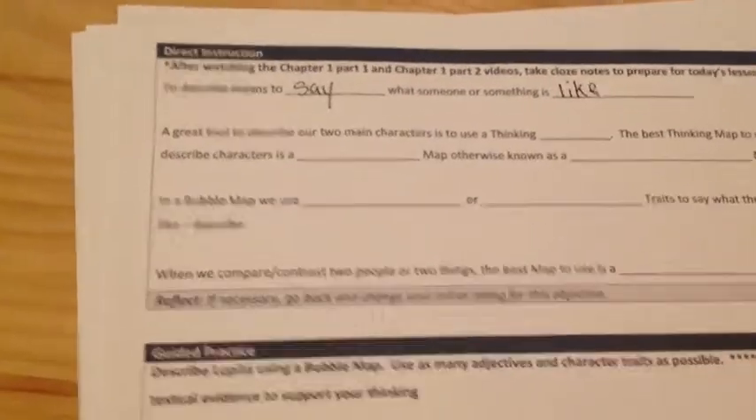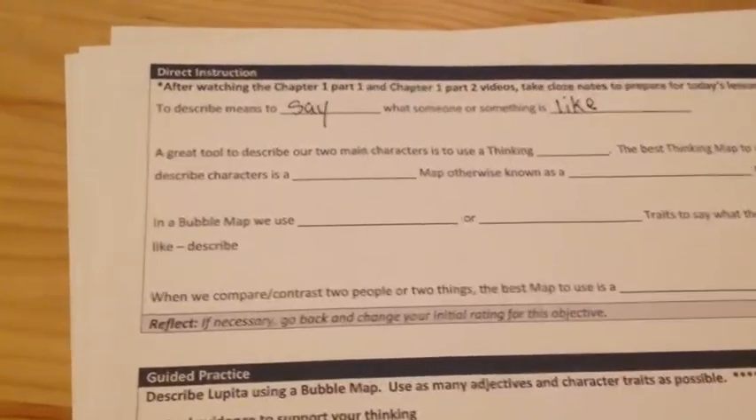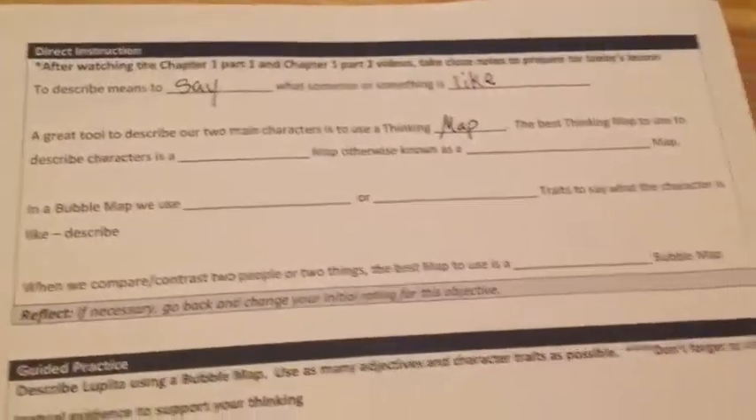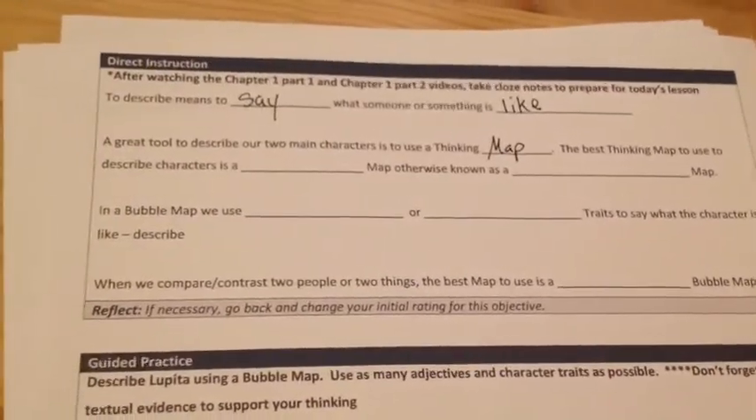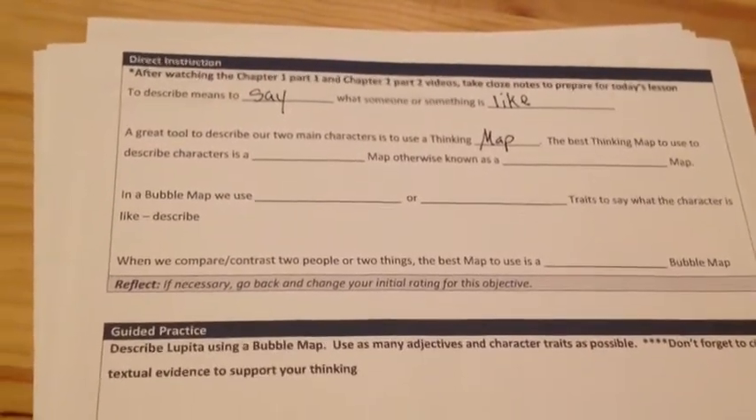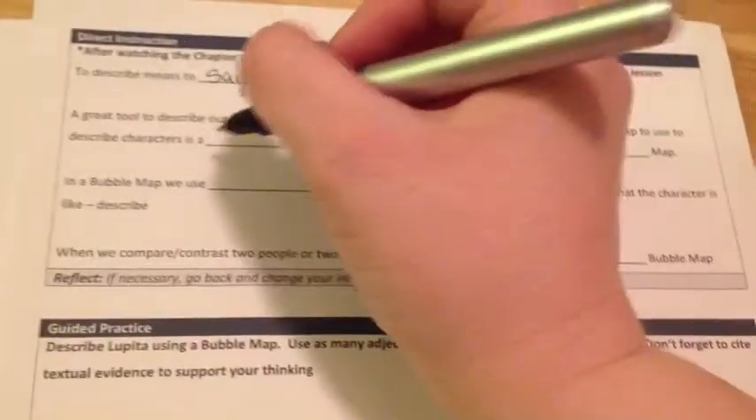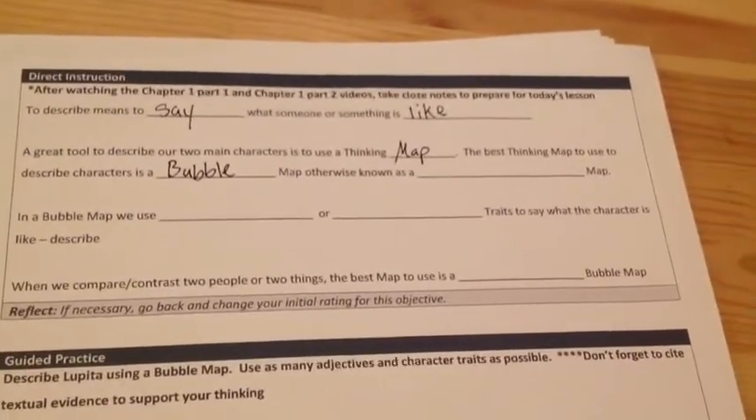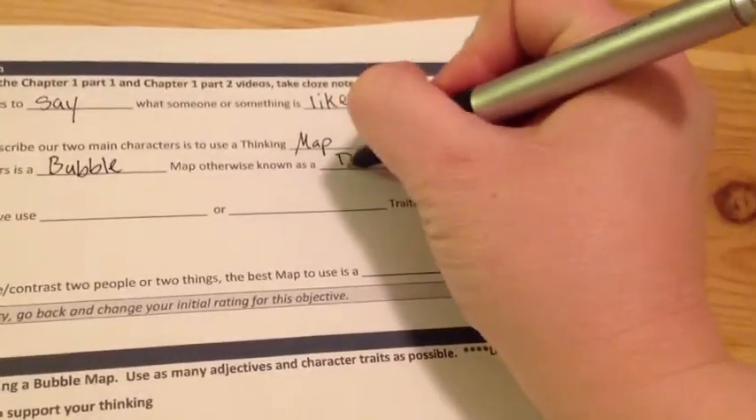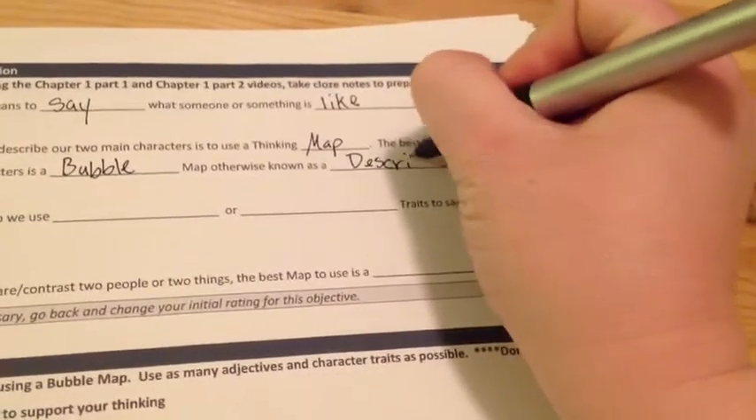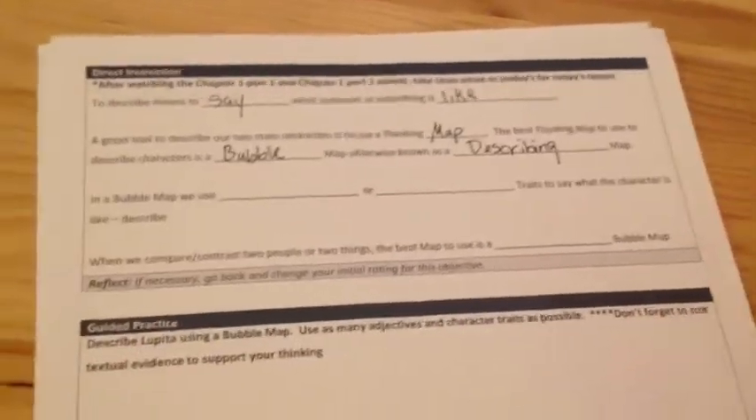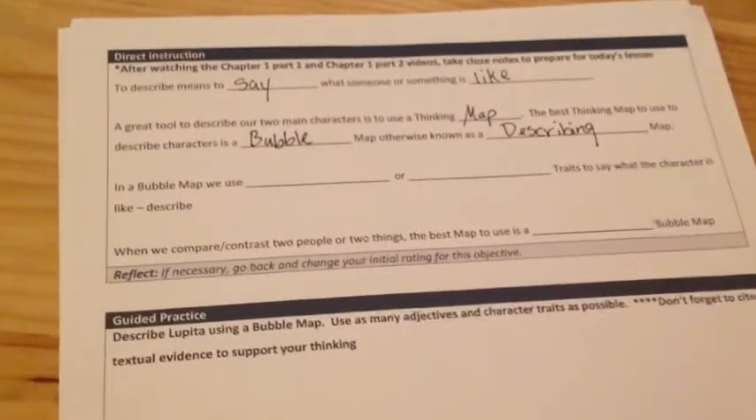A great tool to describe our two main characters is to use a thinking map. The best thinking map to use to describe characters is a bubble map, otherwise known as a describing map. We call it a describing map because that's what it does. The bubble map describes people or things.